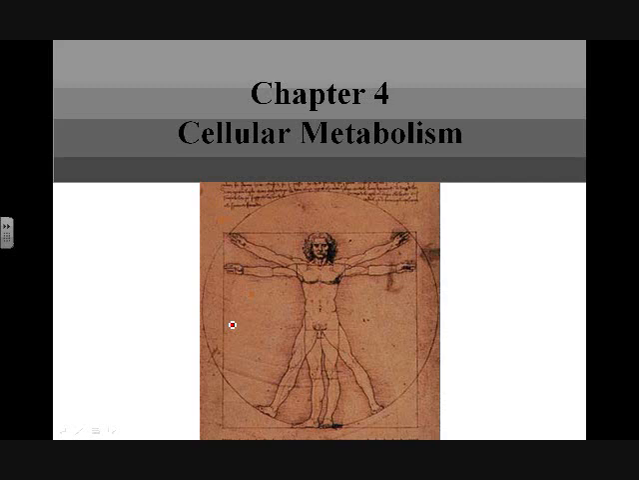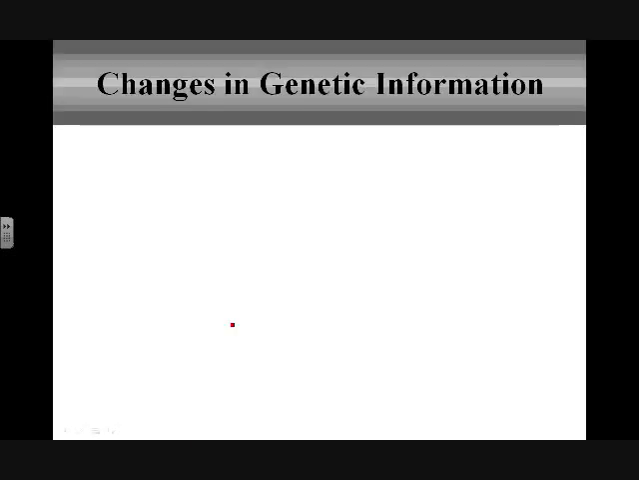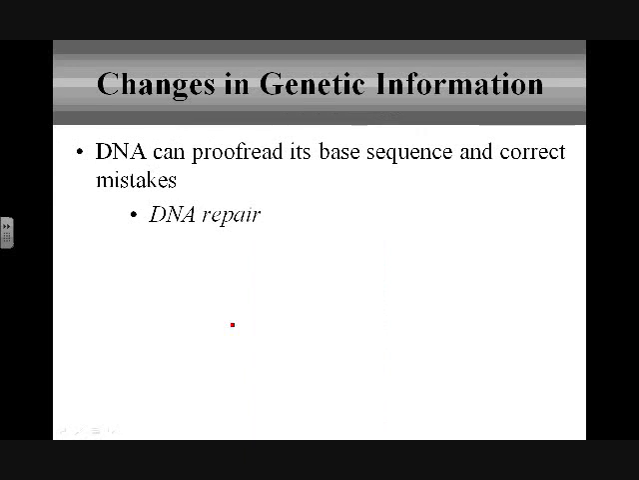Okay guys, in this particular lesson we are going to be talking about changes that occur in genetic information and what those changes actually mean for the human body. So the first thing that we're going to talk about is the fact that the nice thing about your genetic information is that your DNA has the ability to proofread itself. Basically it has the ability to go back, double check, and make sure that the base sequence is correct. And if it's not, it has the ability to actually go back and fix those mistakes. It's called DNA repair. DNA has the ability to repair itself if necessary.